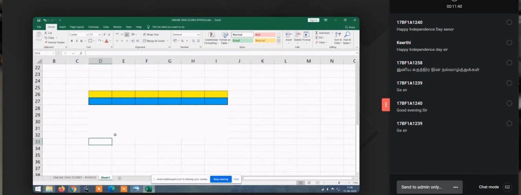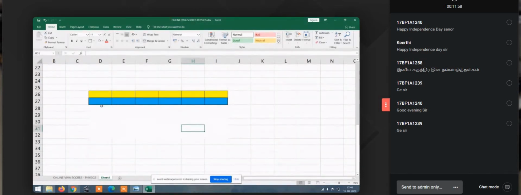Okay, so a row is something that goes from left to right. A column is something that goes from top to bottom. So from top to bottom is 1, 2, 3, 4, 5, 6. Correct. And a row is something from left to right. So 1, 2. 2 rows and 6 columns are there.